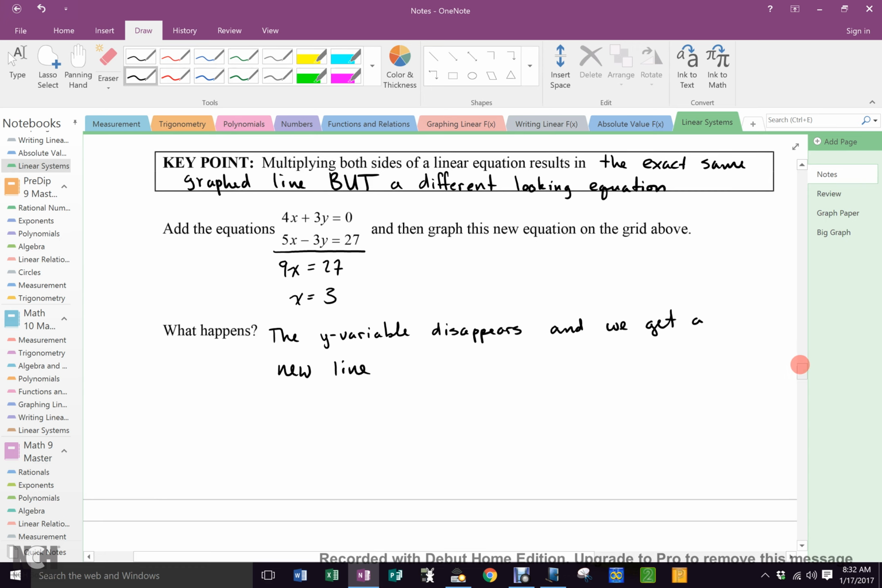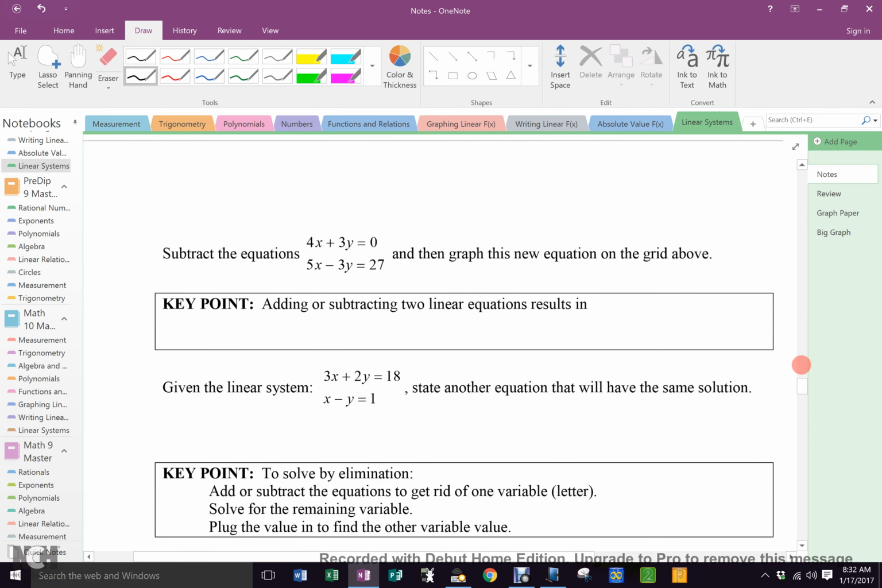We'll do the next one. Let's see what happens if we do the next one. Let's subtract them. What's 4 minus 5? Negative x. What's 3 minus minus 3? That's plus 6y, yes? And what's 0 minus 27? Negative 27. Everybody cool? Graph it, or isolate y.